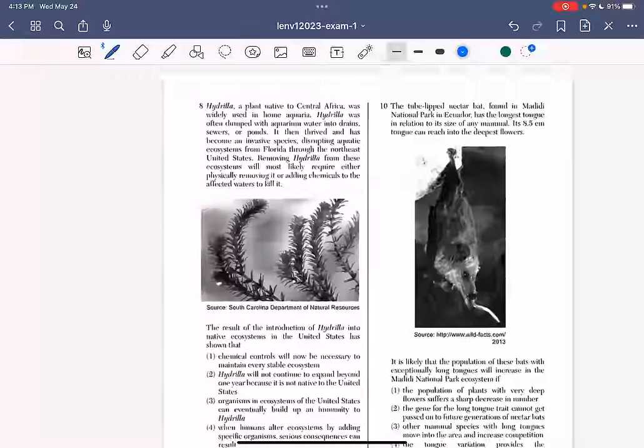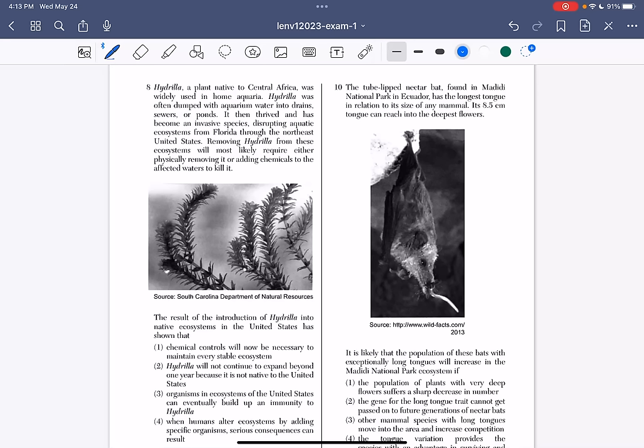Now let's take a look at number 8. Okay. A lot of reading here, but you got to keep with me. We're doing this whole test together. Hydrilla, a plant native to Central Africa, was widely used in home aquaria. Hydrilla was often dumped with aquarium water into drains, sewers, or ponds. It then thrived and has become an invasive species disrupting aquatic ecosystems from Florida through the Northeast United States. Removing hydrilla from these ecosystems will most likely require either physically removing it or adding chemicals to affected waters to kill it.